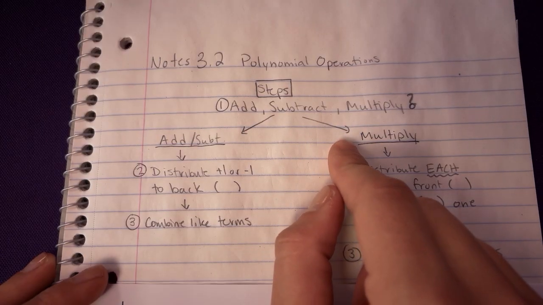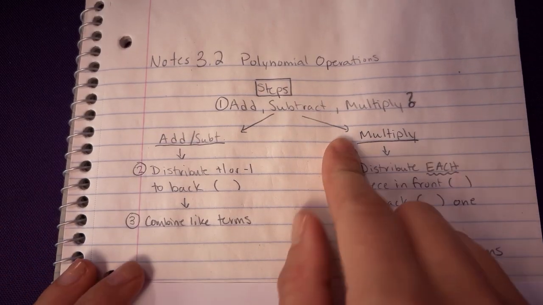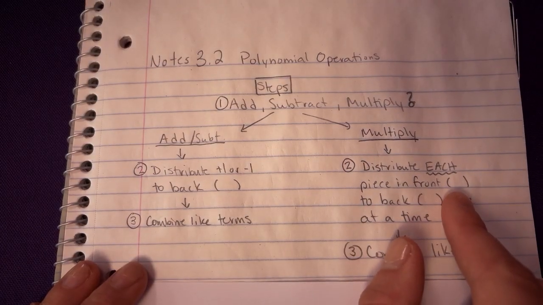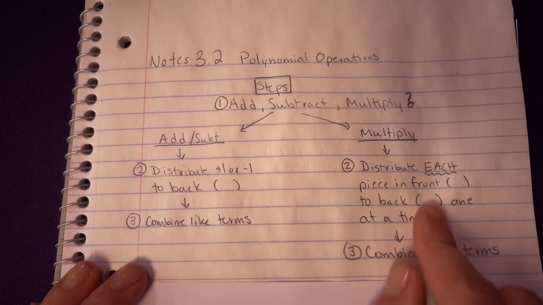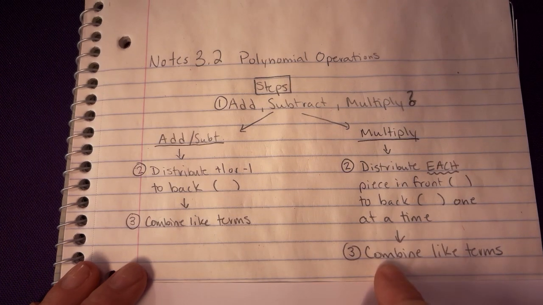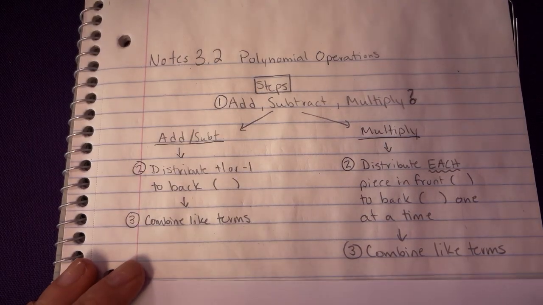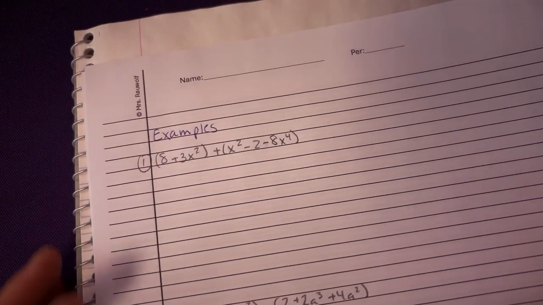If you're multiplying, this is where it gets a little bit crazy, but you're still distributing. You're going to distribute each piece in the front parentheses to the back parentheses one at a time, and then, once again, combine like terms. So if you need a pause to write this, please do. And if you don't, absolutely move on to the next one.